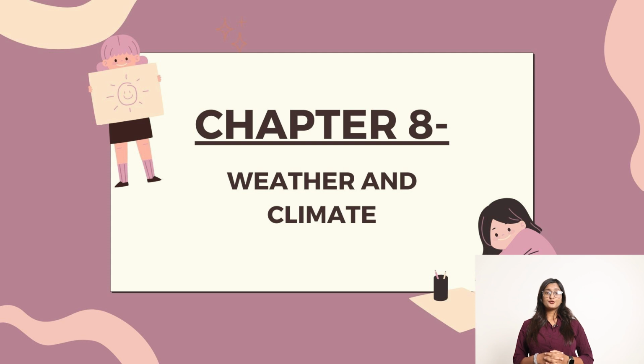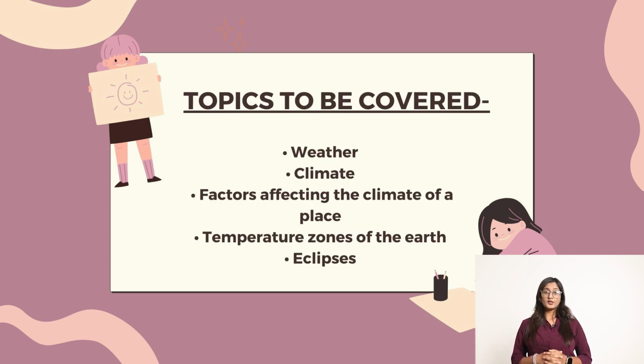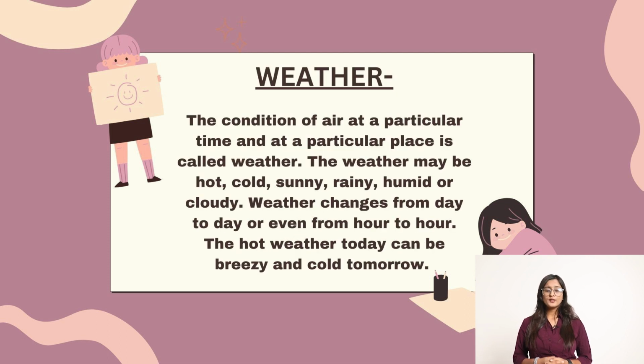Today we are going to do chapter 8 of ICSE Social Studies, Weather and Climate. So let's begin. Topics to be covered: weather, climate, factors affecting the climate of a place, temperature zones of the earth and eclipse. Weather: the condition of air at a particular time and at a particular place is called weather.